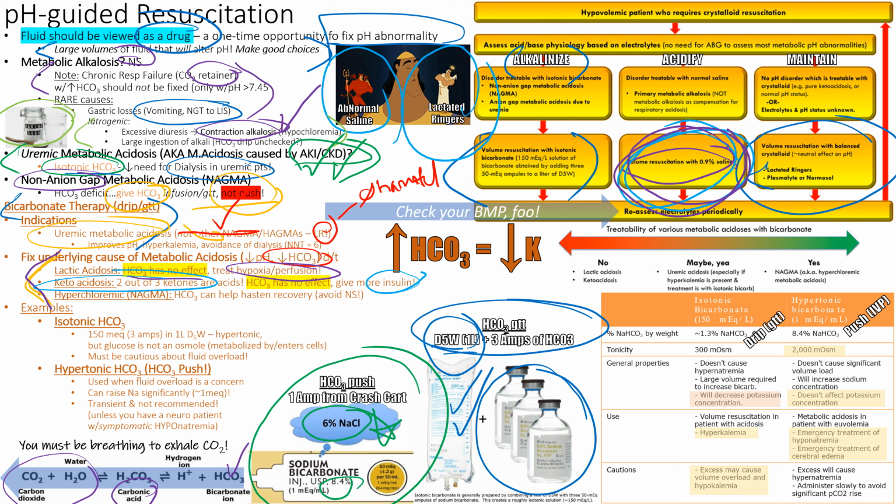All right, someone has hyperchloremic metabolic acidosis. Well, I probably should not give normal saline because that's what it causes, right? So bicarb drip can help hasten that recovery if someone has a NAGMA of some sort.